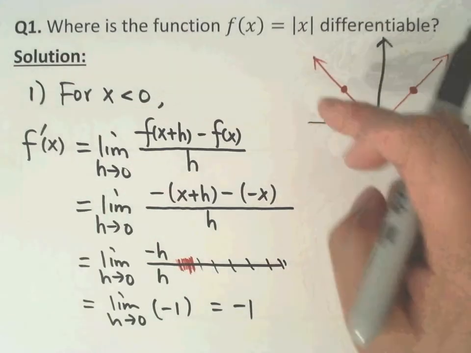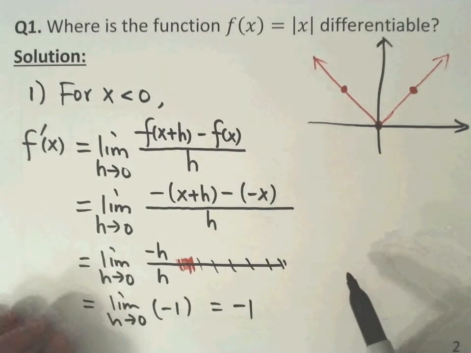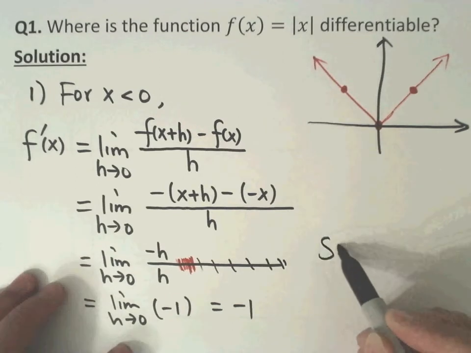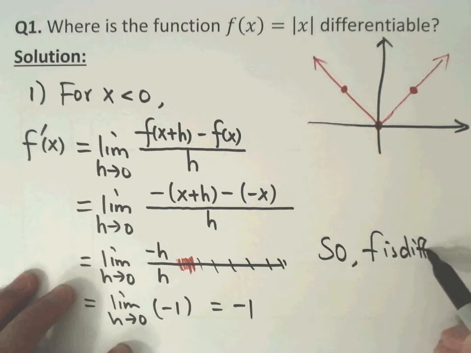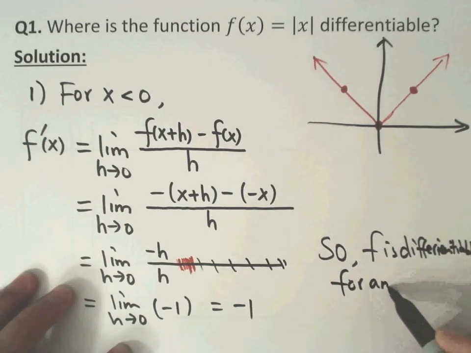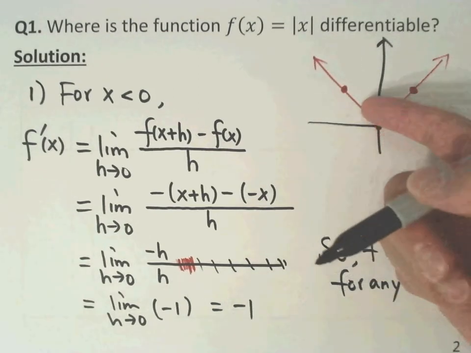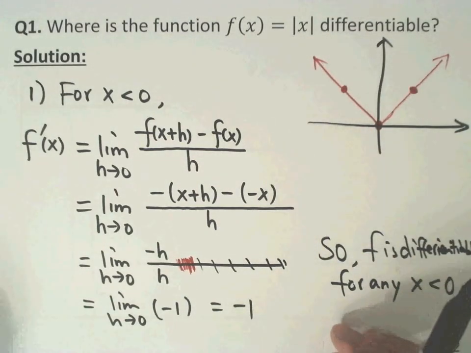Okay, so we can make a conclusion. Now for any x less than 0, what do we say? So we can make this conclusion: f is differentiable for any x less than 0. Okay, so this is the first part, which means on the left side any number is differentiable because the derivative exists. We base it on the definition.